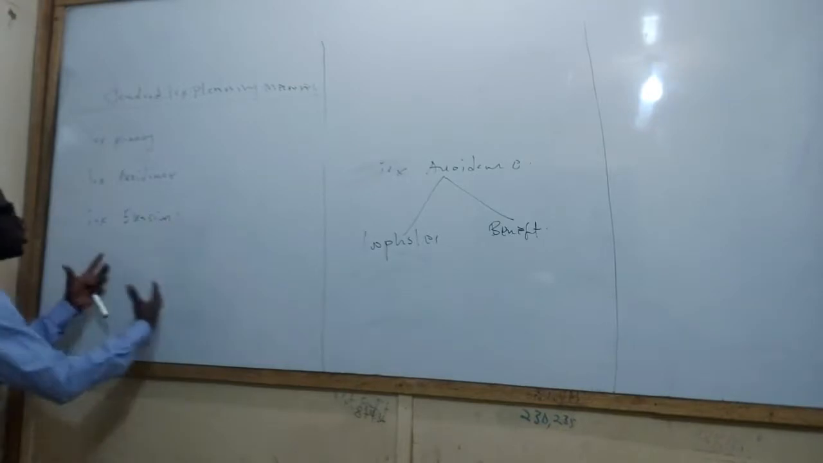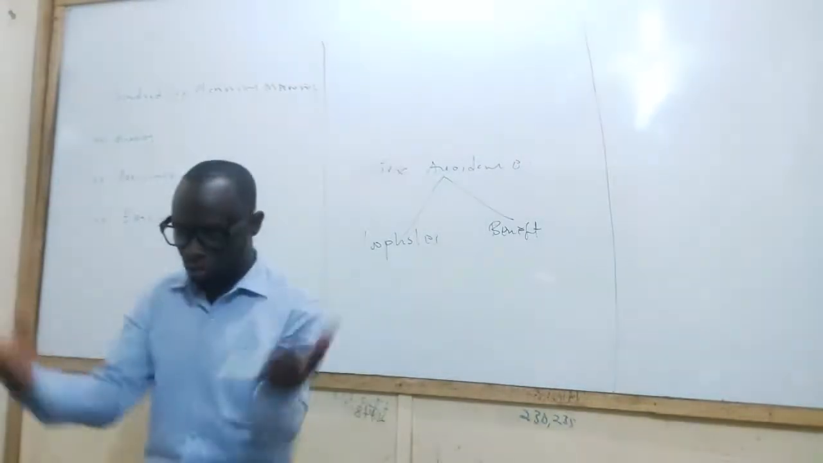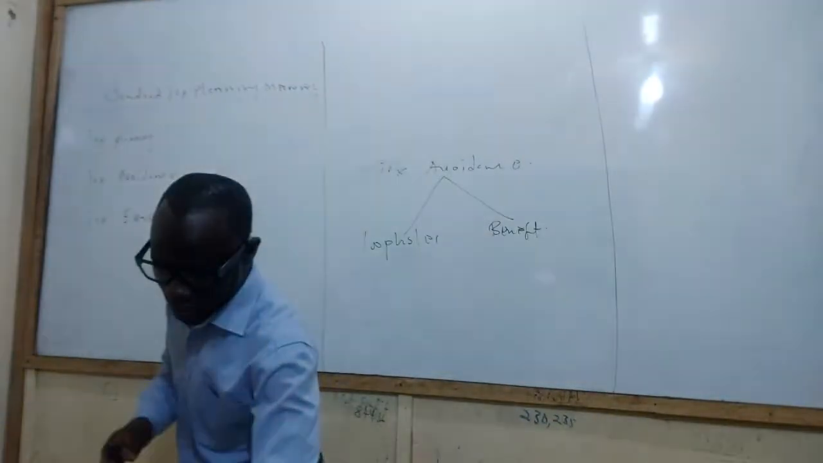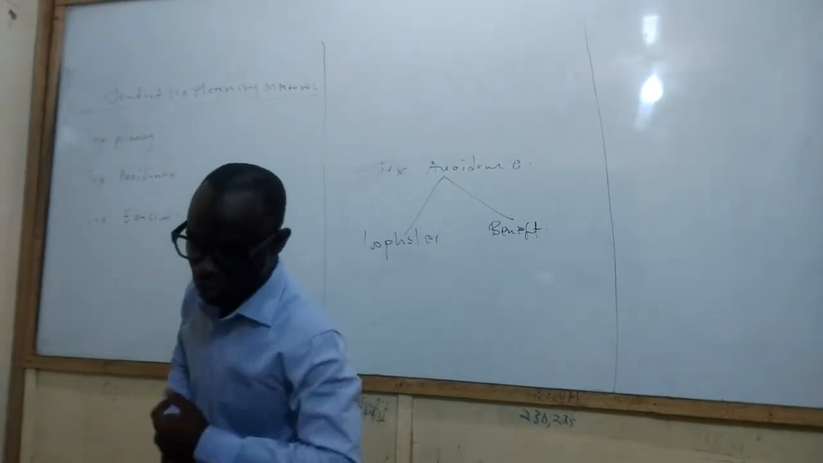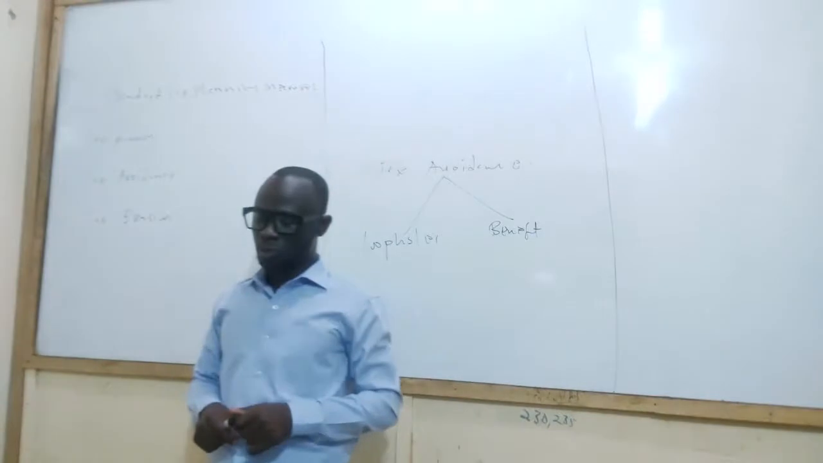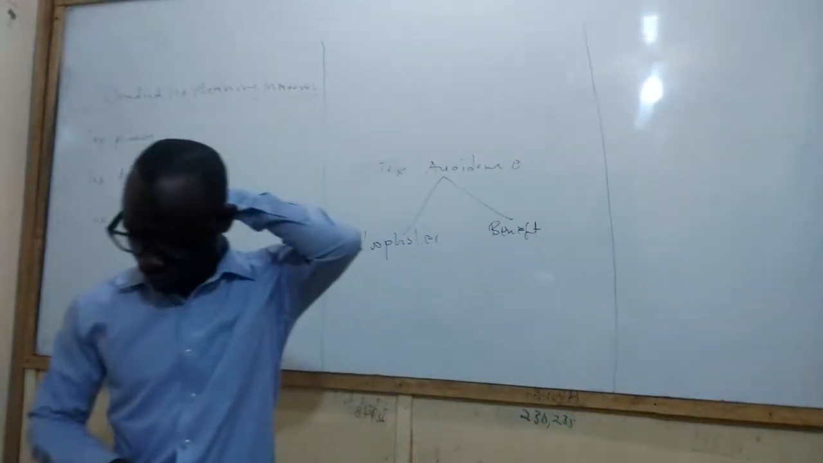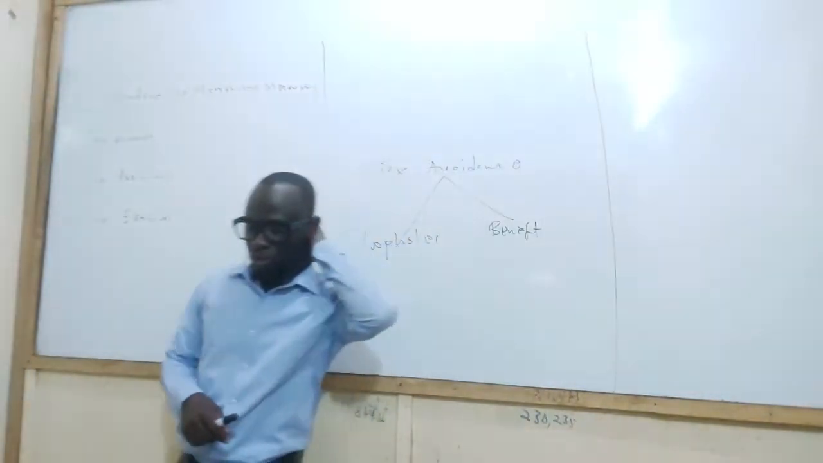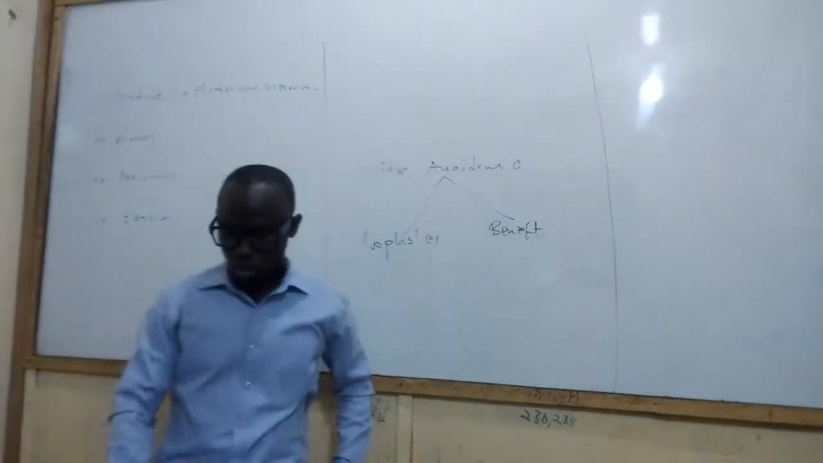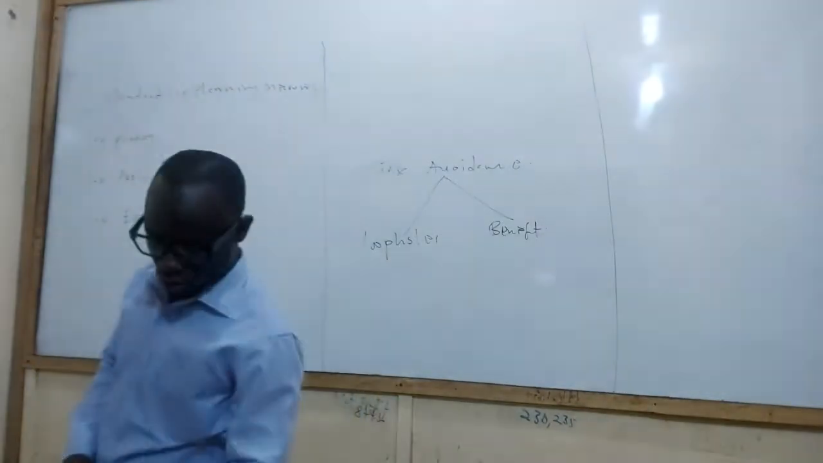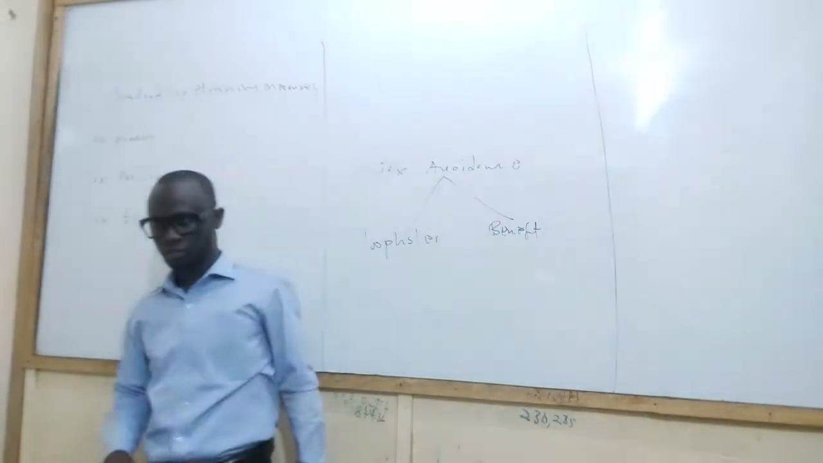So what constitutes tax evasion? Let's look at some of the things that constitute tax evasion. Number 1, it includes using 2 receipt books to record transactions.